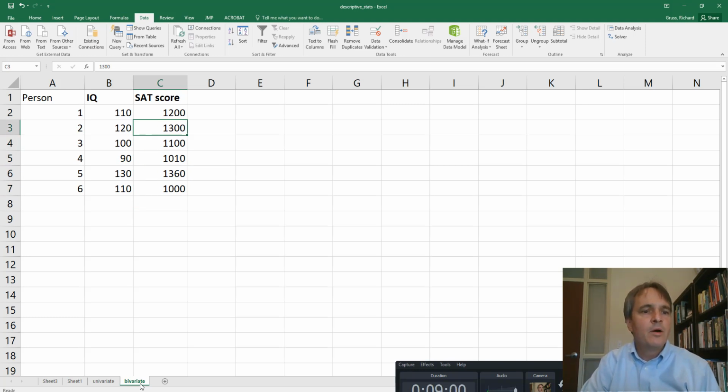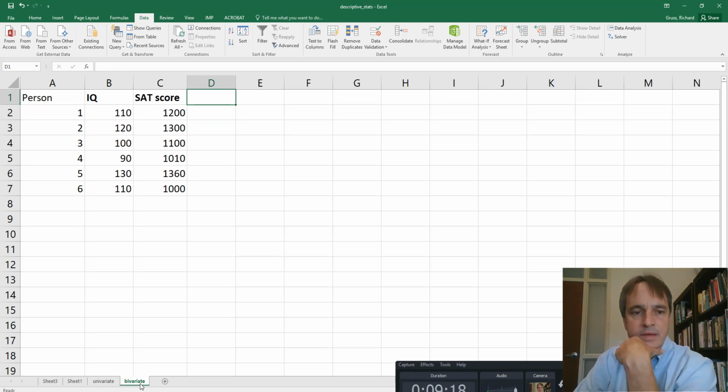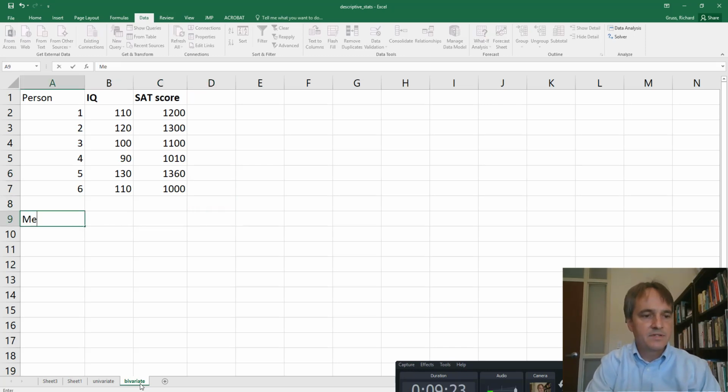So what can we do to try to understand how these two are related? Are they related very strongly? Are they related in a positive direction? How might we go about doing this? Well, one thing we could do is start off with some things that we did last time. Let's get our mean, and let's get the standard deviation.